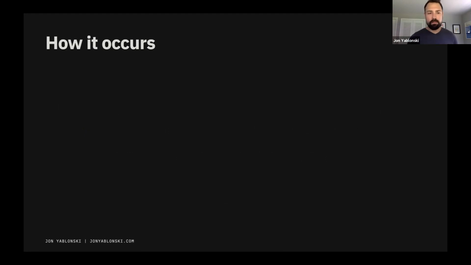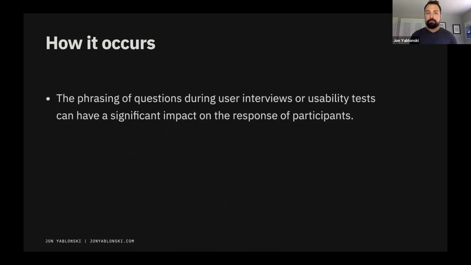So how does this occur? Well, it begins with how we phrase our questions during interviews or usability tests. And this can actually have a significant impact on the response of participants. Sometimes you can lead or frame questions during usability tests or interviews that really prime participants to answer in a very specific way. The other is how we choose to present the research findings to our broader team or stakeholders. Making decisions can really be affected by how we frame it and communicate it.